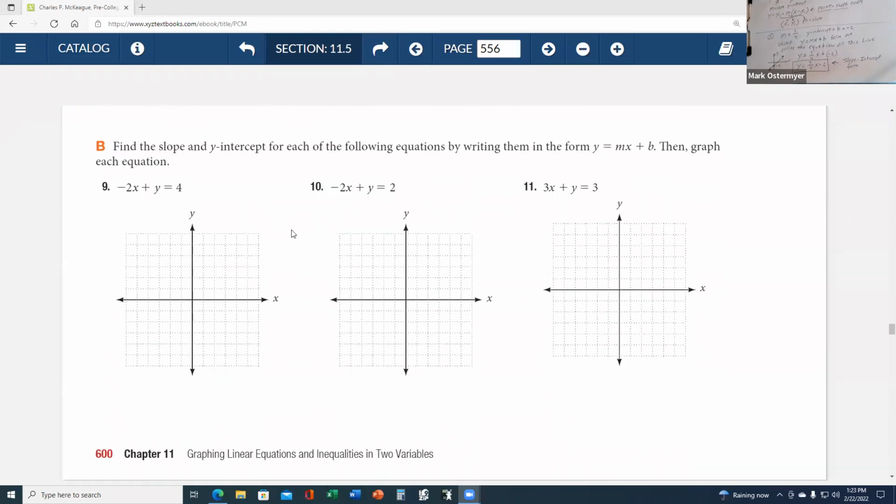All right. Next batch of problems says find the slope and the y-intercept for each of the following equations by writing them in the form of y equals mx plus b, then graph each equation. Notice these linear equations are not in slope-intercept form. They are in standard form, ax plus by equals c form. So in order to ascertain the slope and the y-intercept, we're going to have to solve these equations, first of all, for y, to put them into slope-intercept form. We will probably try problem number 10 here.